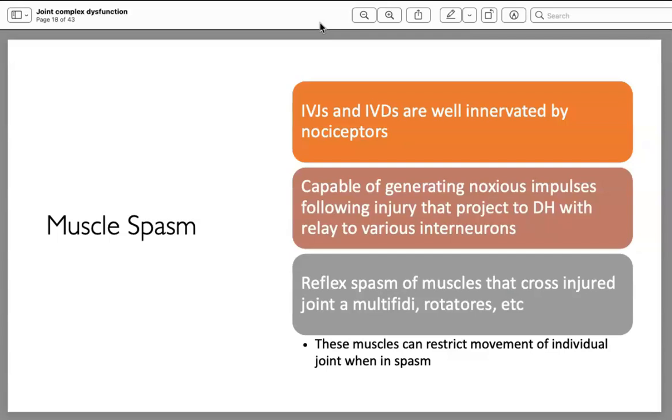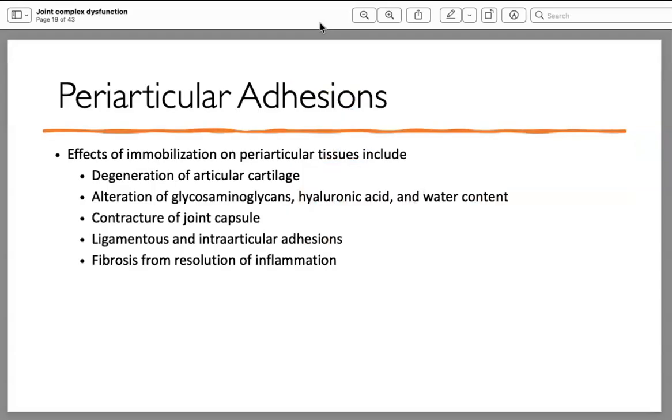Reflex spasming. Since our joints and our discs are innervated by different types of nociceptors, we can have a reflex spasm of musculature that crosses different injured areas, such as your multifidi, the rotators, your paravertebral muscles. And those restrictions in those muscles due to spasm can cause joint restriction overall, prolonged positions in a certain plane or a certain motion just due to those reflex muscle spasms. It's like, which came first, the chicken or the egg?